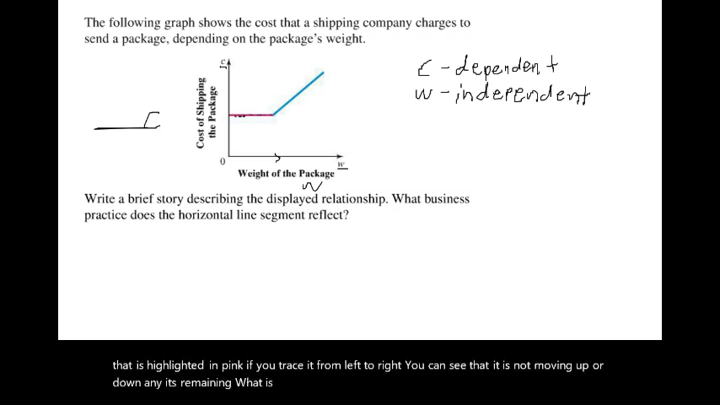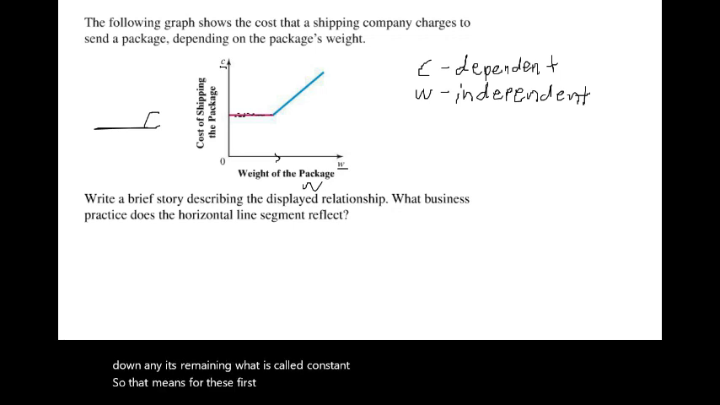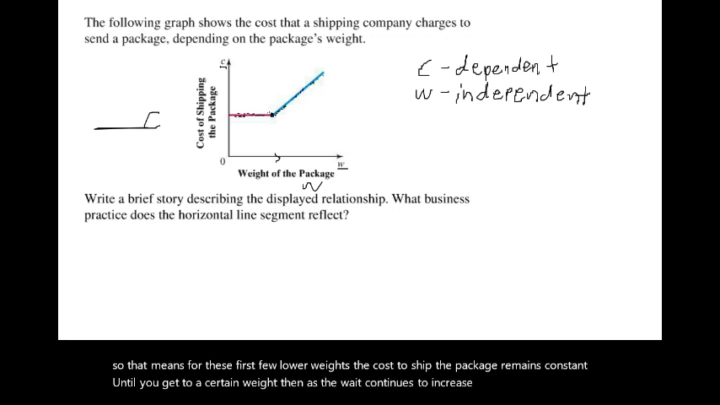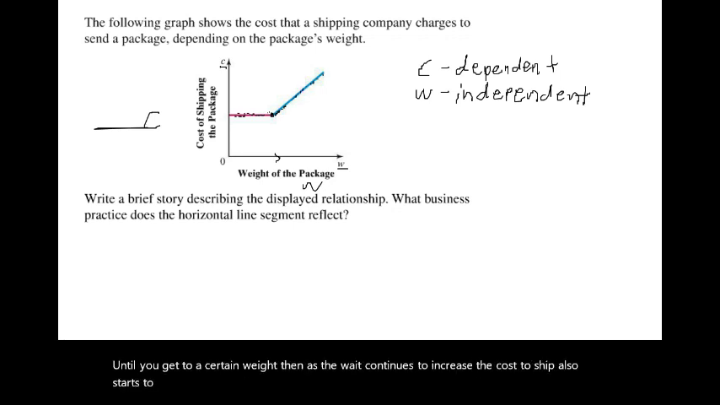So that means for these first few lower weights, the cost to ship the package remains constant until you get to a certain weight. Then, as the weight continues to increase, the cost to ship also starts to increase. And we can see that because as the weight goes up, the graph is sloping up, so that means cost is also going up.